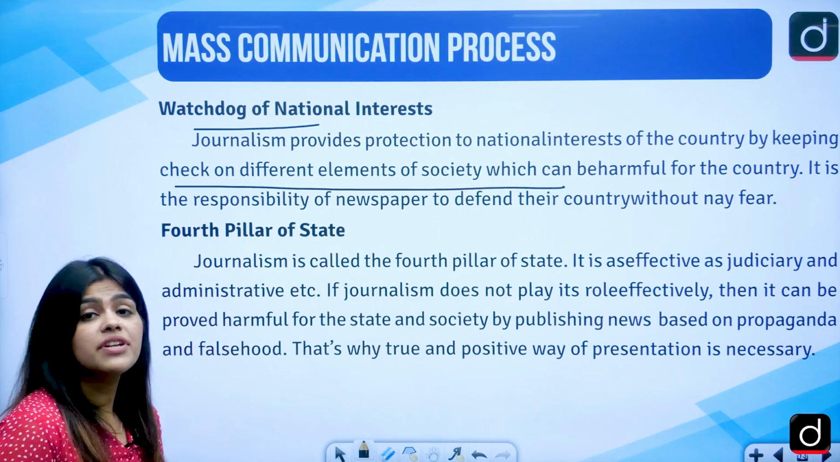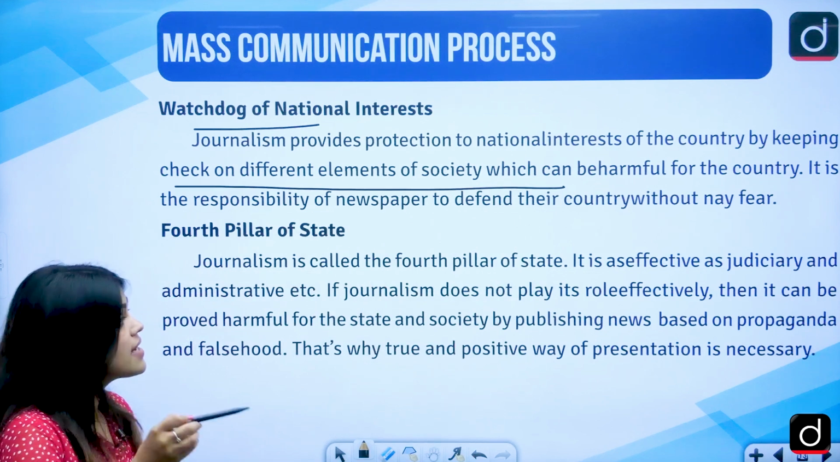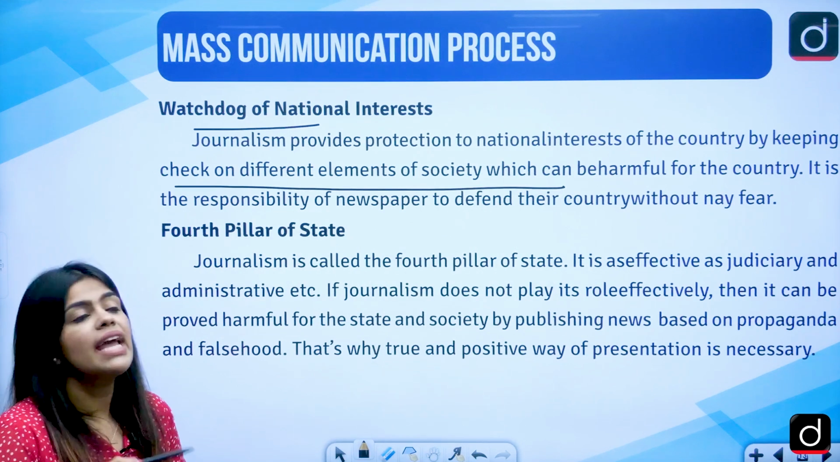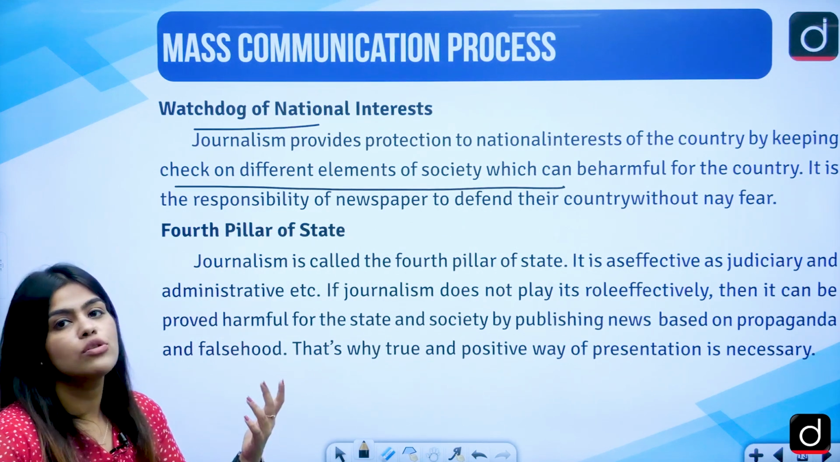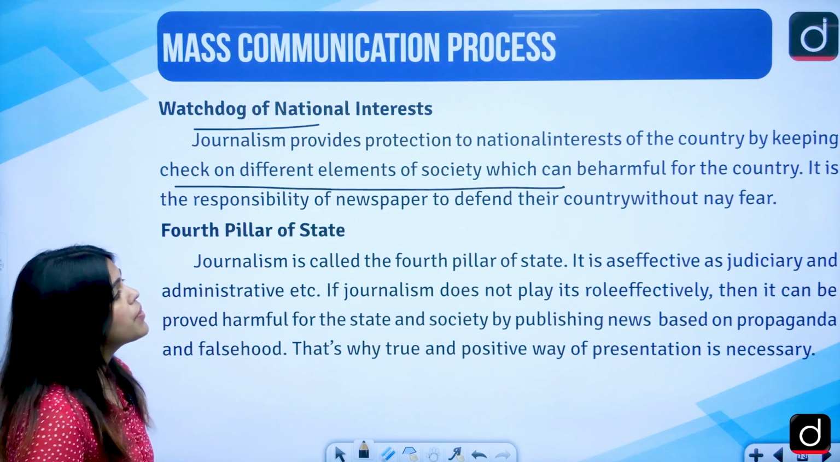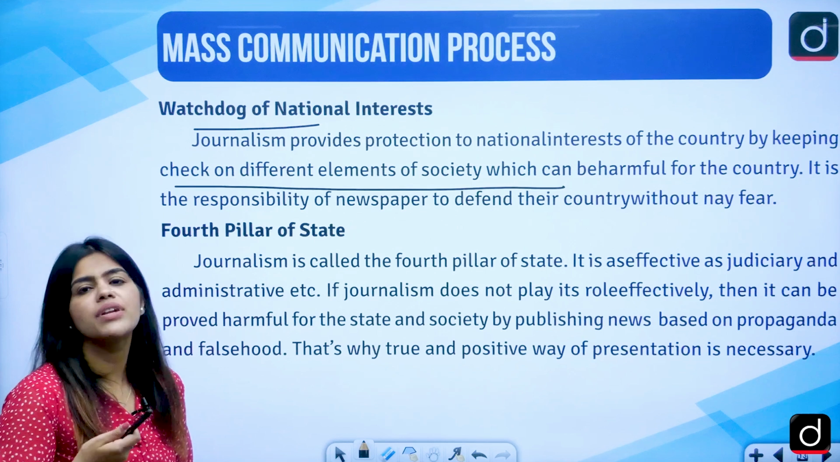And when the different elements and harmful effects seen in the country are being watched, of course sometimes they are eliminated on their own, and you can also work on it. It is the responsibility of the newspaper to defend their country without any fear.